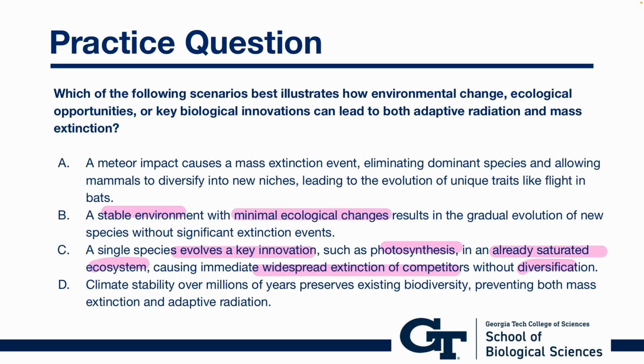So have we caused mass extinction? Yes. Have we opened up new niches? Probably, but have we radiated out? Have we blossomed in the number of organisms? No. Climate stability in millions of years prevents mass extinction and adaptive radiation? No. So we need those new niches to open up. That's going to happen in our mass extinction event. So A is our correct answer.